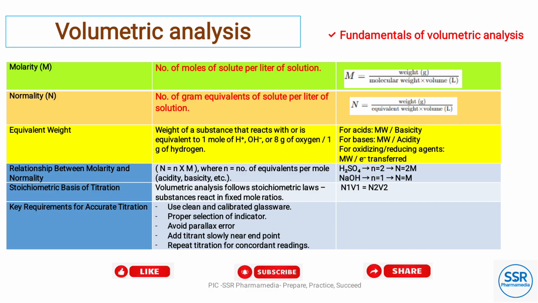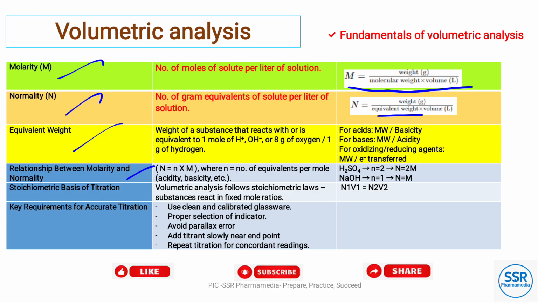And we will see the formula of these methods of expressing concentrations. Molarity means weight of the substance divided by molecular weight into volume. Capital M is indicating molarity. Molarity is equal to weight of the substance divided by molecular weight into volume. And normality means number of equivalent weight of the substance divided by equivalent weight into volume.